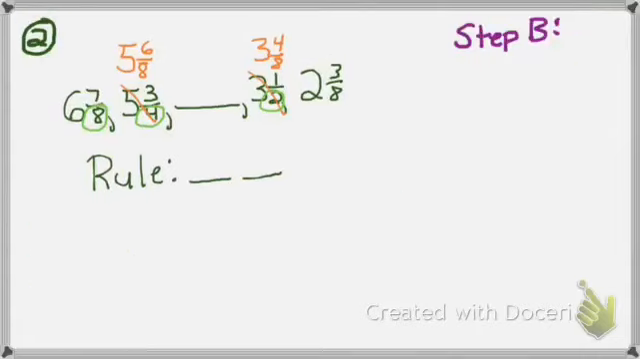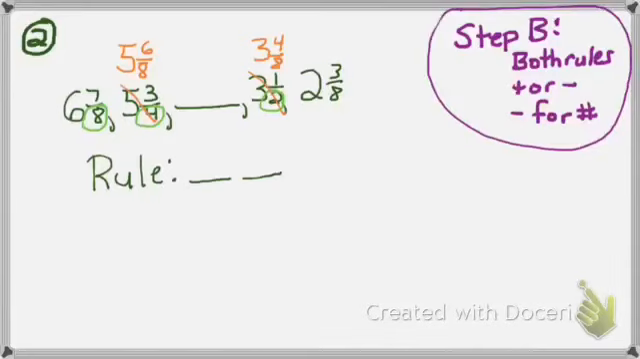So remember step B, the B stands for both rules. First rule I need to figure out, is it a plus or a minus rule? Next thing I need to do is subtract to find the number part of the rule. So that's step B. When I have mixed numbers, the first thing I do is look at only the whole number and see if that helps me figure out whether it's addition or subtraction rule. If that doesn't work, then I can look at the fractions, but very often in a mixed number, the whole number will tell me. And I look here and I say the whole number is 6, then 5.